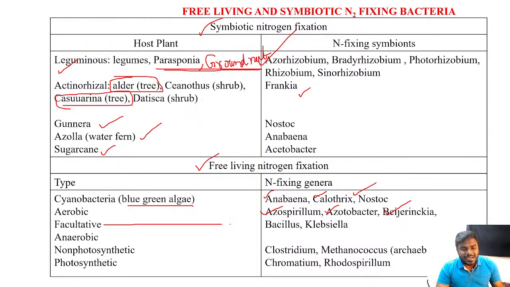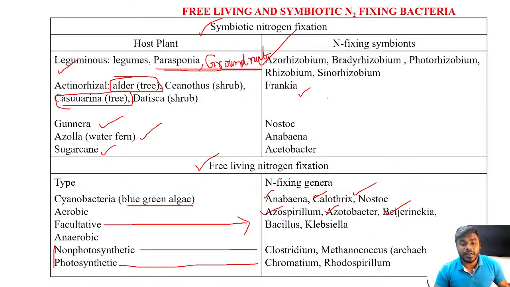Then facultative, we read it very clearly. What do you mean by the facultative? I told you many times. They can grow in the presence of oxygen, they can grow in the absence of oxygen. But my friends, when there is a presence of oxygen, their growth will be double. There will be more growth in the presence of oxygen, but also there is a minimal growth in the absence of oxygen. Please remember Bacillus and Klebsiella. These are all the facultative bacteria. Some are non-photosynthetic, some are photosynthetic.